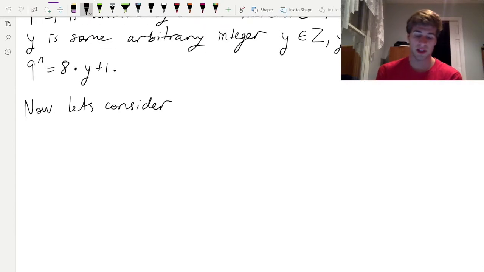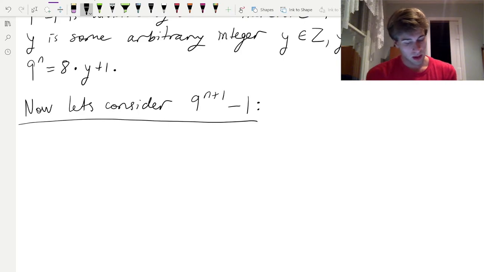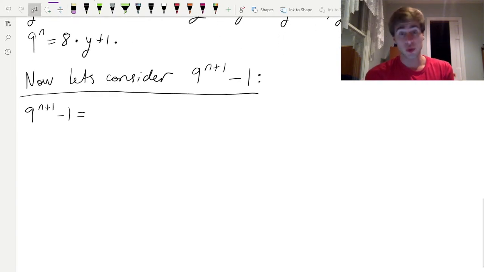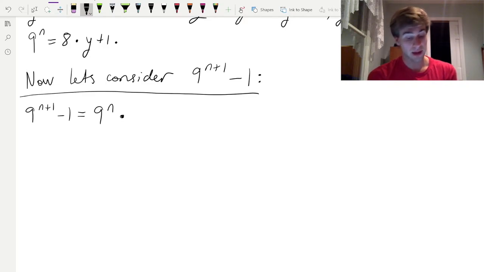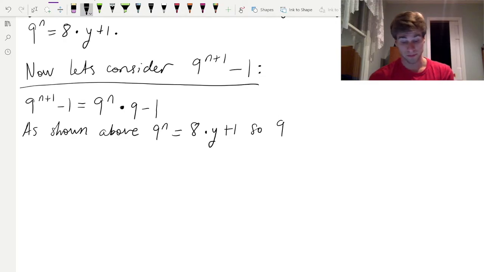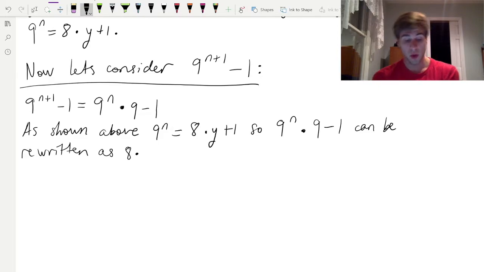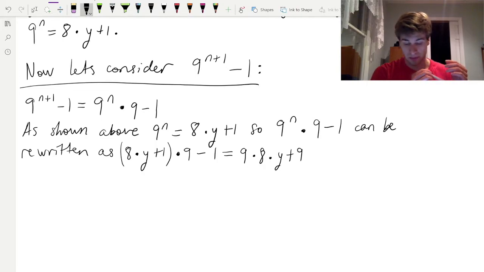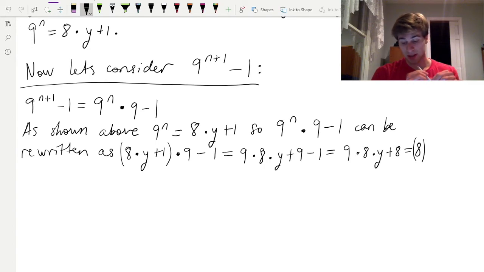Now let's consider 9 raised to the n plus 1 power, minus 1. 9 to the n plus 1 minus 1, using exponent properties, can be rewritten as 9 to the n times 9 to the 1 minus 1. As shown above, 9 to the n is equal to 8 times y plus 1. So, 9 to the n times 9 minus 1 can be rewritten as 8 times y plus 1 times 9 minus 1, which is equal to 9 times 8 times y plus 9 minus 1, using distribution. 9 times 8 times y plus 8 is equal to 8 times 9 times y plus 1.